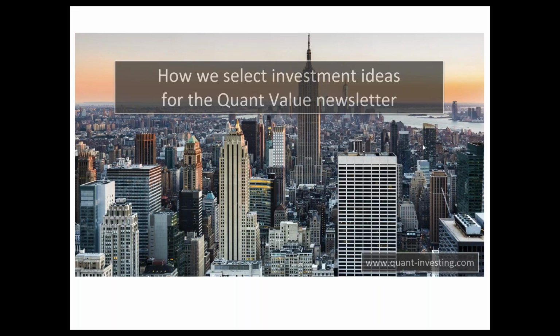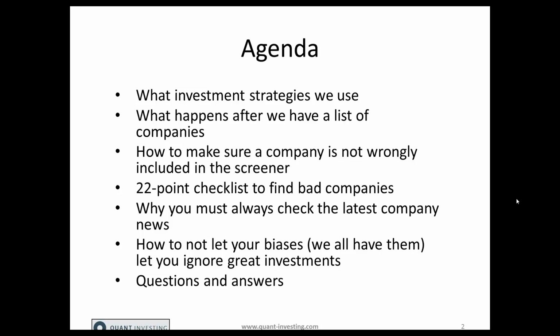As I may have said, my name is Tim Dutoy, and let's move on to the first slide, where I'm going to tell you exactly what I'm going to be talking about today. I'm going to talk to you about what investment strategies we use, what happens after we have a list of companies, how to make sure that a company is not wrongly included in the screener. You'll see that happens sometimes, and it's not something that can be avoided. And then I'm going to tell you about the 22-point checklist we use to find bad companies, and why you must always check the latest company news before you start doing serious research on a company. It'll save you a lot of time and effort.